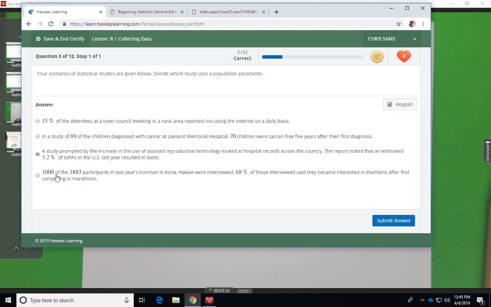Option D, 1,000 of the 1883 participants in last year's Ironman were interviewed. 68% of those interviewed said they became interested in triathlons after first competing in marathons. So 1,000 of the participants. We don't know that that's all of them. We just know that that's 1,000. So again, they've given us a specific number. That's a sample. So C is going to be the best case for a population parameter.